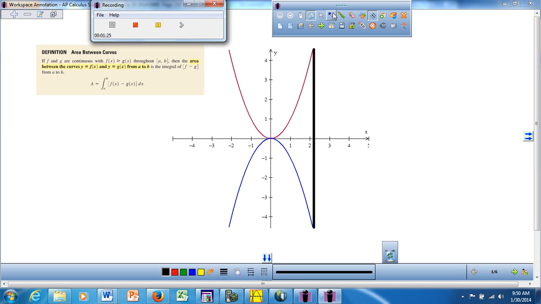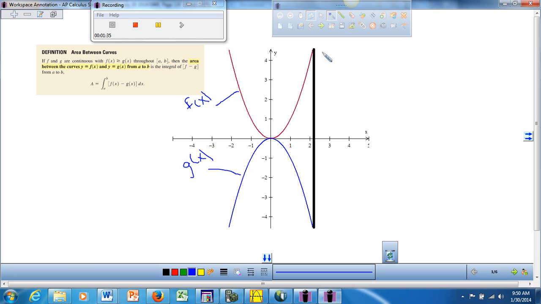If I call this graph f of x, and this one g of x, let's consider the area under the curve of f of x from 0 to 2. Will that be a positive value or a negative value? Positive, and the area we're talking about is there, correct? Because when we find area under a curve, we're finding the area between the curve and the x-axis. So that one's going to come out to be positive.